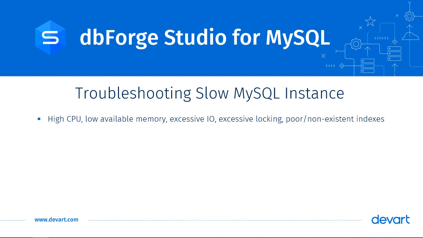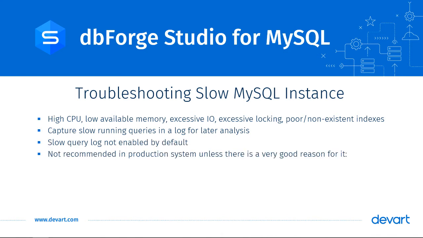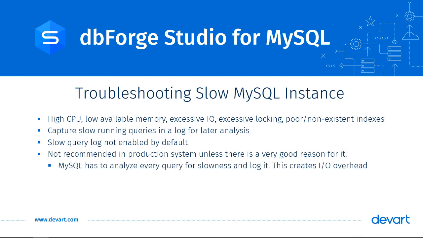One of the ways to troubleshoot a slow MySQL server is to capture any slow-running queries in a log file and analyzing them later. By default, the slow query log isn't enabled, and it's not recommended to enable it in a production system unless there is a very good reason. That's because when the slow query log is enabled, MySQL must analyze every query and write any long-running query into the log file. This contributes to I/O overload.